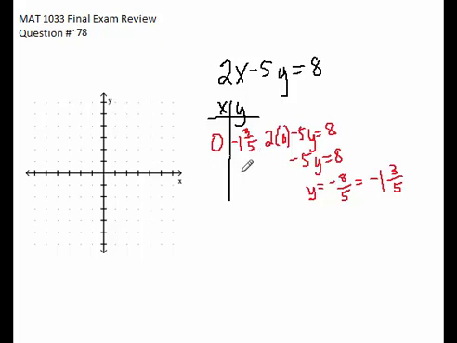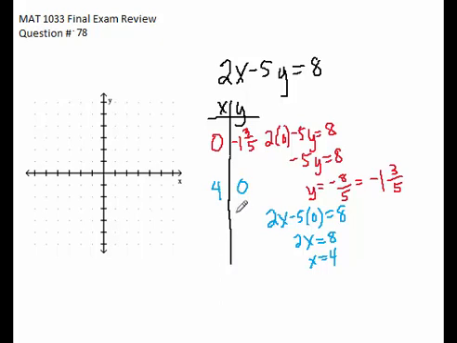Okay, then we're going to let y be 0, and then we're going to solve for x. So we've got 2x minus 5 times 0 is equal to 8. And 2x is equal to 8, x equals 4. So there's another ordered pair. Now we can graph with just two ordered pairs, but you know the third one is to check to make sure we have collinear points.